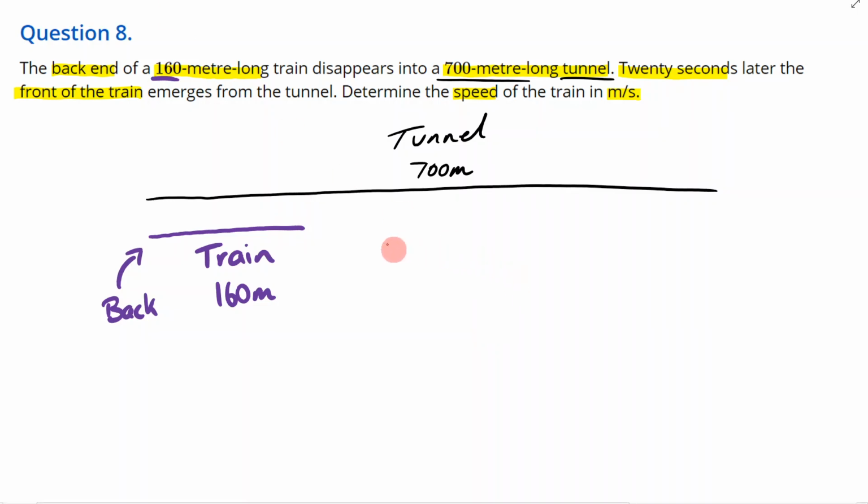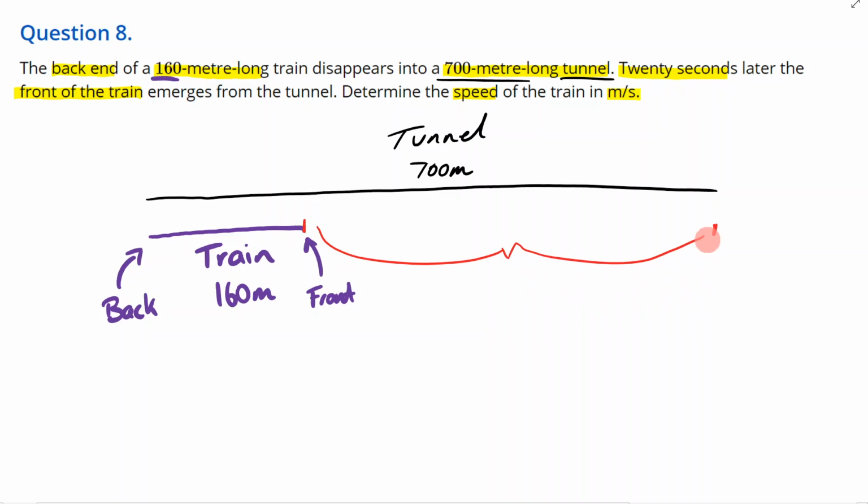Now, we keep reading. It says 20 seconds later, the front of the train emerges from the tunnel. Well, you probably can already figure it out. This right here is the front of my train. So I need to figure out the distance it travels for the front of the train to be here. So what is this distance here?